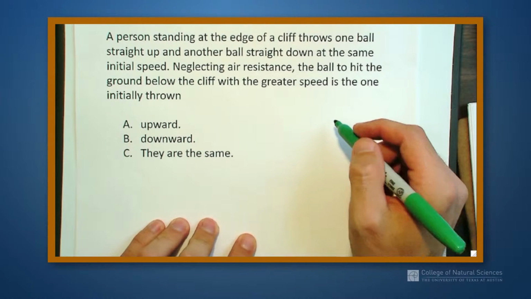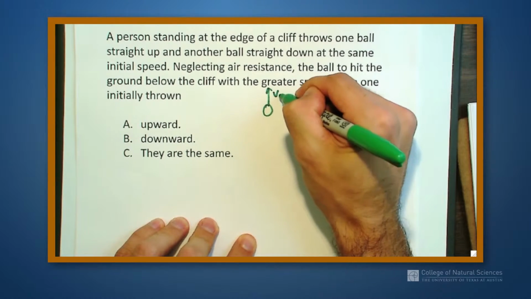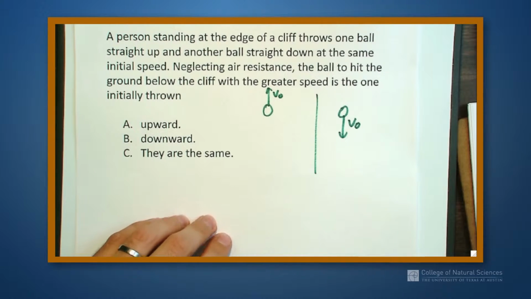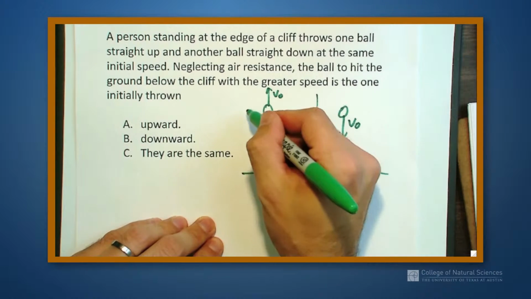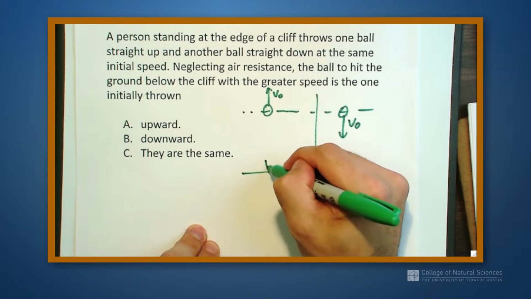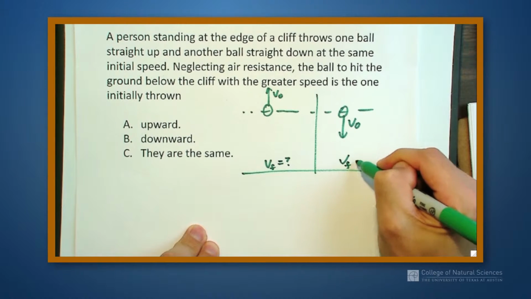So this is a kind of a weird question, but it says that we have two conditions. We have a case where we throw an initial velocity up and a case where we throw initial velocity down. And we're going to look and see if they start at the same position, which one hits with V final larger or smaller.